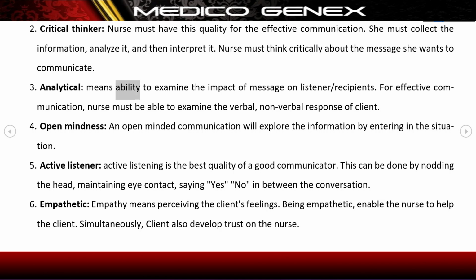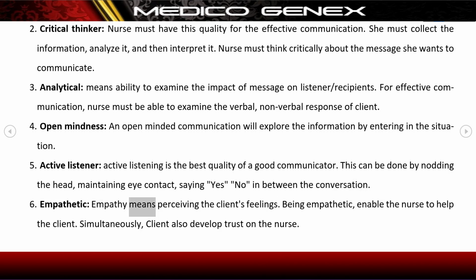Analytical means ability to examine the impact of message on listeners or recipients. For effective communication, nurse must be able to examine the verbal, nonverbal response of client. Open-mindedness: an open-minded communicator will explore the information by entering into the situation. Active listener: active listening is the best quality of a good communicator. This can be done by nodding the head, maintaining eye contact, saying yes/no in between the conversation.